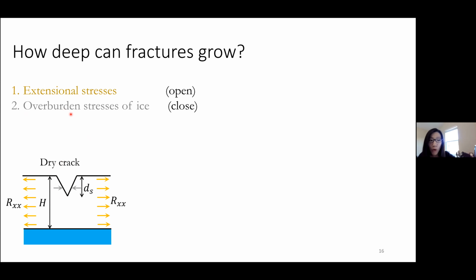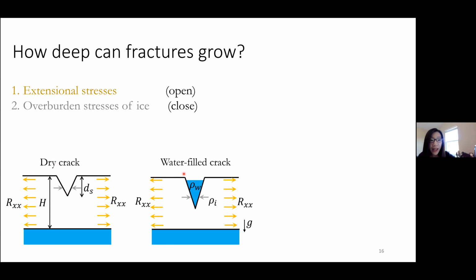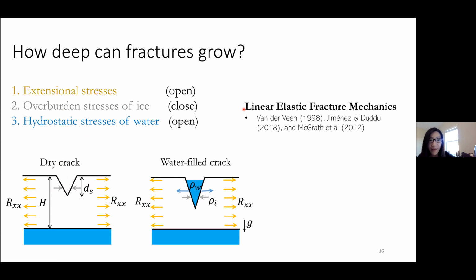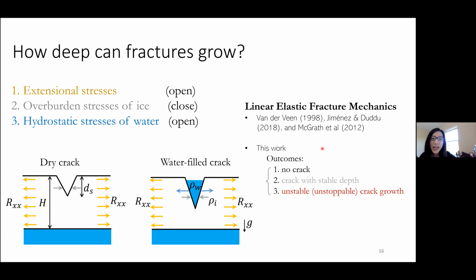However, we have the overburden stresses of ice resulting from the weight of the ice itself, and that can resist the crack growing. If we have meltwater filling the crack, because water is heavier than ice, there are additional hydrostatic stresses of water that can help open the crack. So here we will use the classical linear elastic fracture mechanics approach to quantify 3 different outcomes of the fractures.